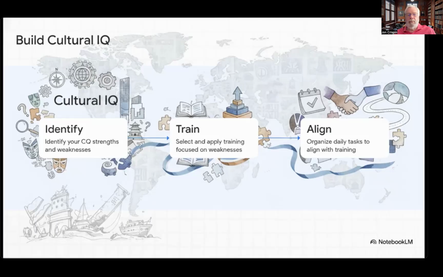The framework to do this is actually pretty straightforward. Step 1, identify your personal CQ strengths and weaknesses. Like, do you understand the culture on paper, but lack the actual drive to adapt your behavior? Step 2, select and apply training that targets those specific weaknesses. And step 3, organize your daily tasks so they align with that training, turning it into second nature. This right here is the absolute playbook for making sure a cultural misunderstanding doesn't tank a multi-million-dollar expansion.